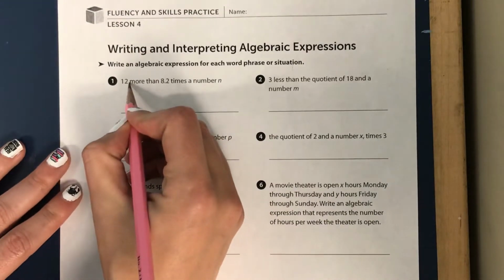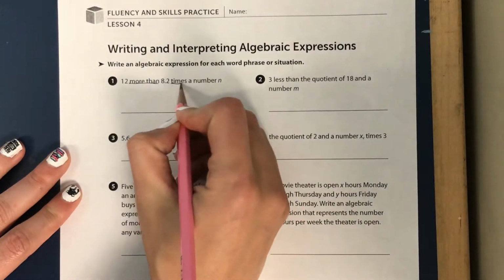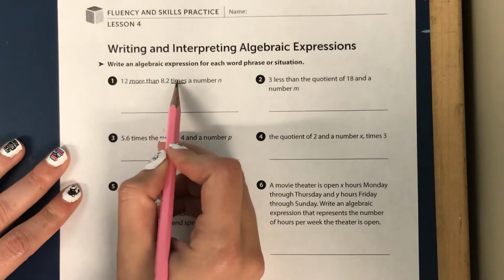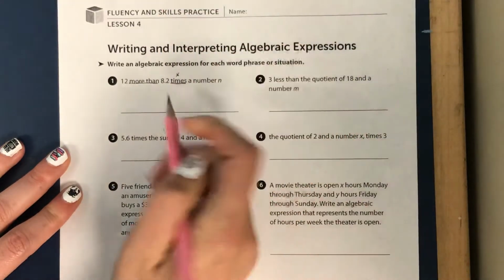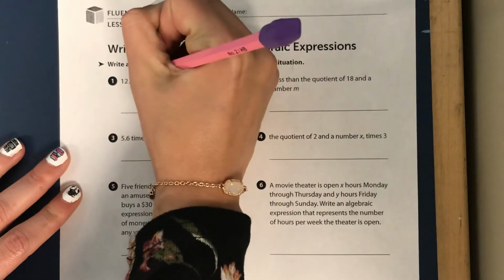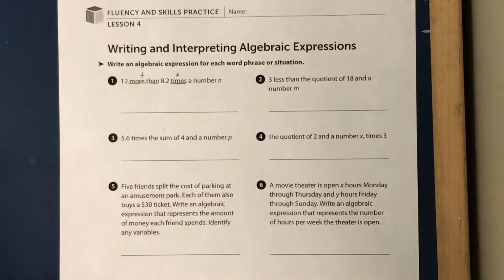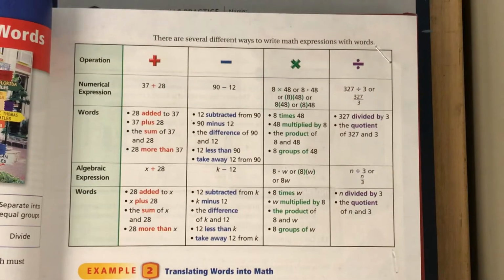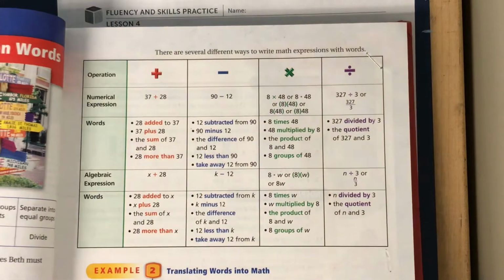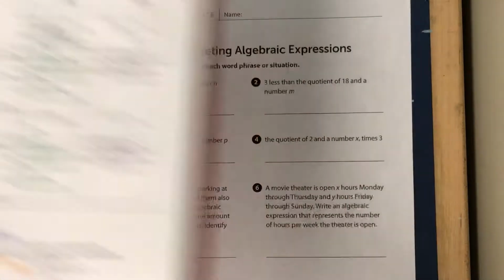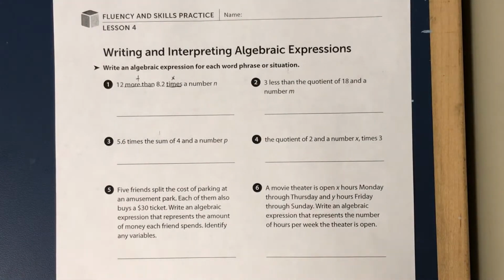Those are the words that you really need to know for these. For the first one, I would go through and probably underline the words that I need to know, so that would show me my operations to do. We know times means we're going to multiply, and more than means to add. You can also look at the page in that last video that I shared. Maybe screenshot it so you can see where it says more than is under plus, and times is under multiplication. All right, so 12 more than 8.2 times a number n.